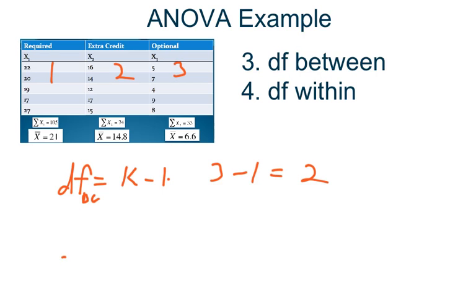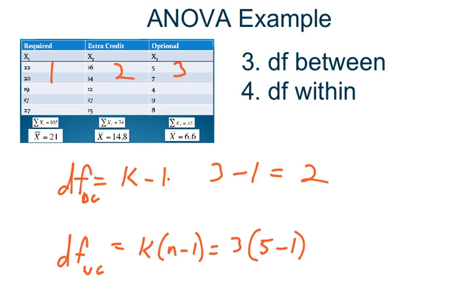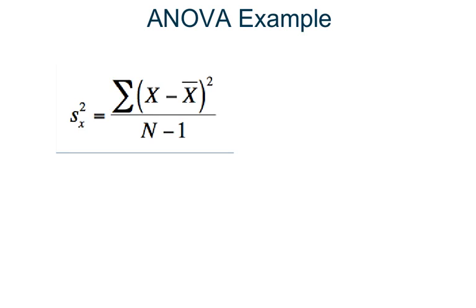And then for degrees of freedom within groups, the formula for that is k times n minus 1. So there are 3 groups times, now lowercase n is the number of people in each group, and since the groups are all equal, it would just be 5 minus 1. 3 times 4 is 12. So we have 12 degrees of freedom within groups, 2 degrees of freedom between groups. And now we have calculated all parts of the variance formula.